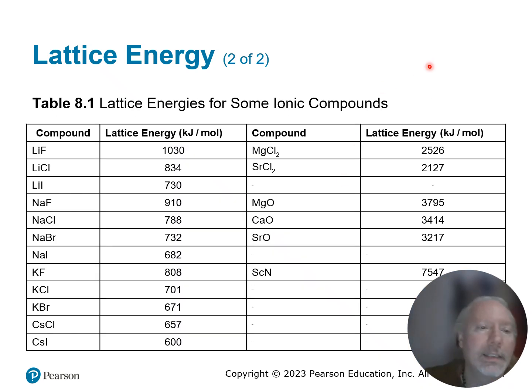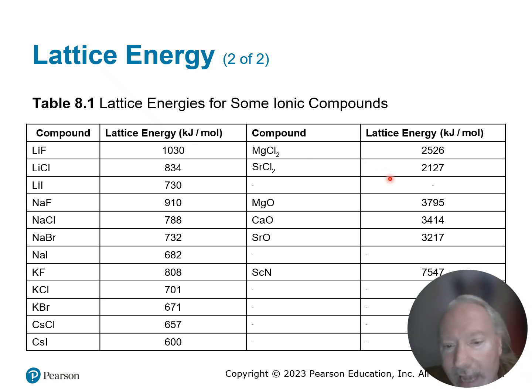Now we have this nice, beautiful table, and you can see lattice energy is different for different ionic compounds. And interestingly, as these anions and cations get larger, the lattice energy goes down. And as the anions and cations get smaller, the lattice energy goes up. That means smaller cations and smaller anions bind more tightly? Yeah, sort of. And there's more energy involved in holding them together, so it takes more energy to break them apart.